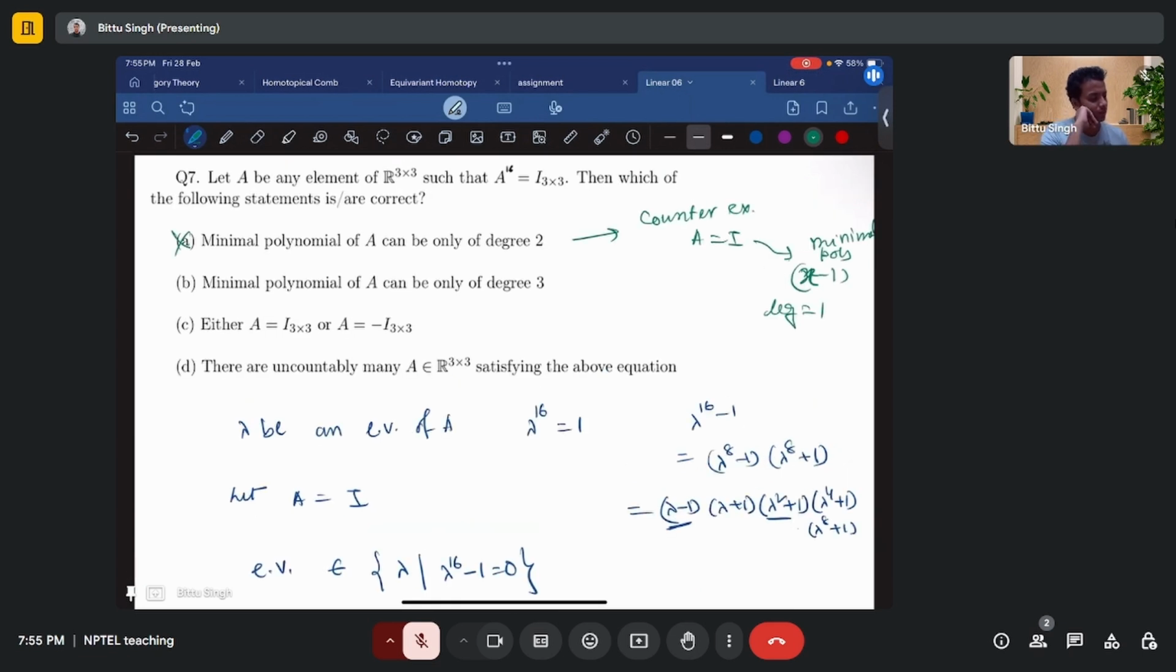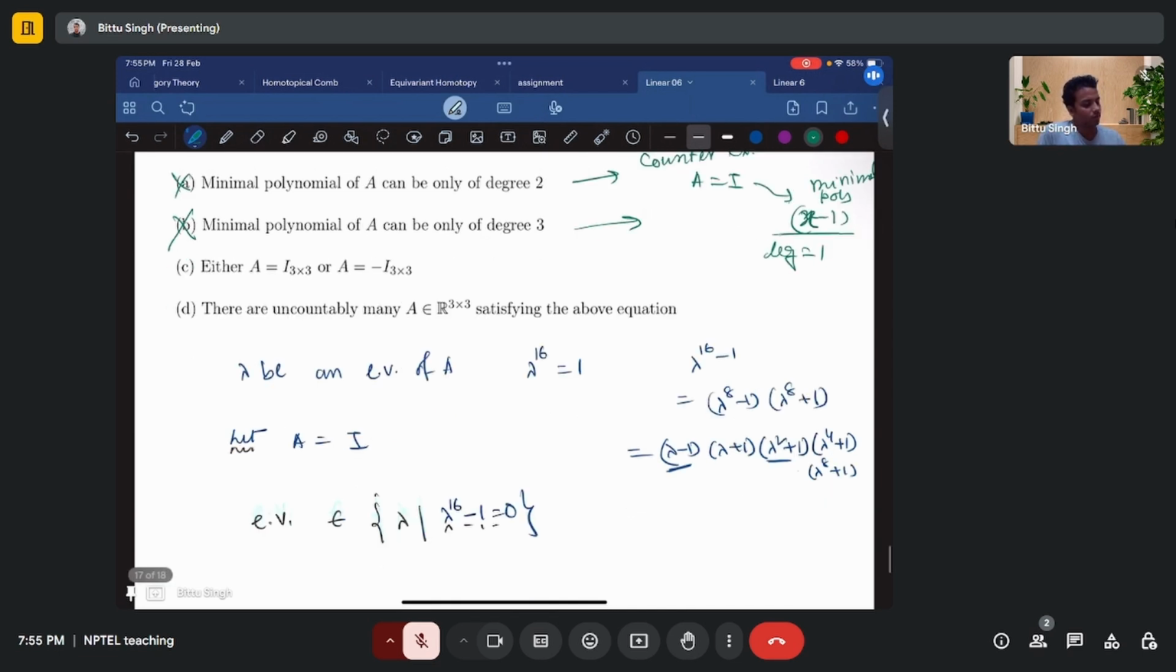Oh, sorry, it is already done. The minimal polynomial here we have seen is of degree 1, so this is wrong. There is confusion. The same counter example is working. Now A is either I or A is minus I. Okay, that is actually wrong.